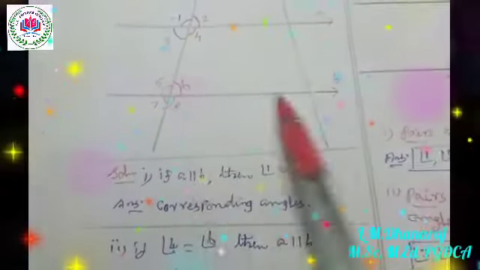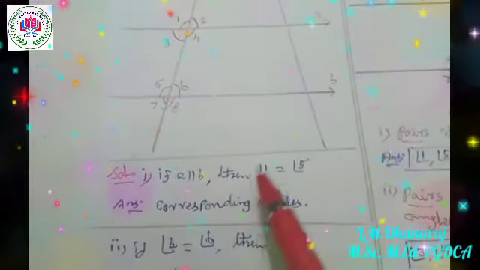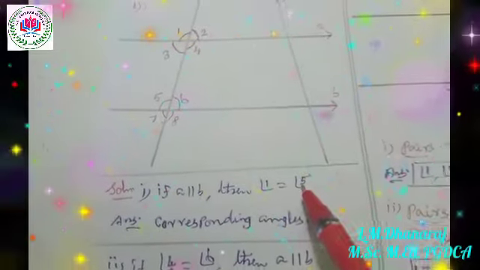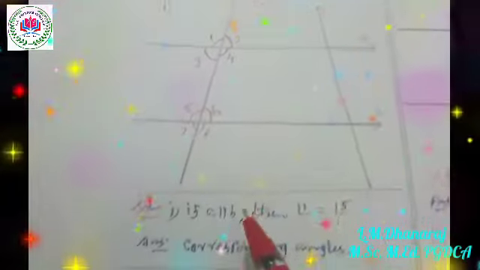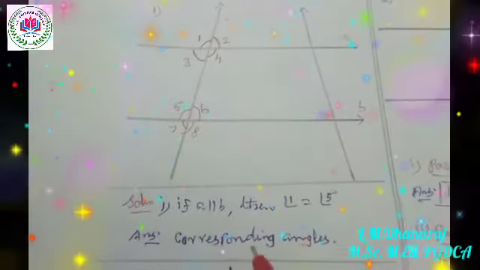If A and B are parallel, then what are angle 1 and angle 5? Now from the diagram we can see angle 1 is here and angle 5 is here. So these two represent corresponding angles.